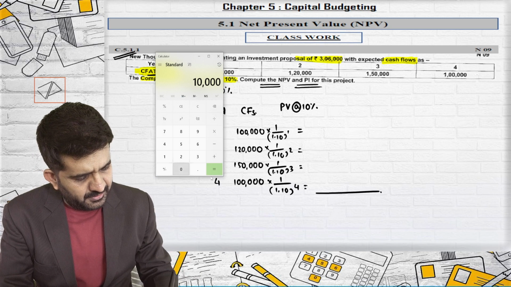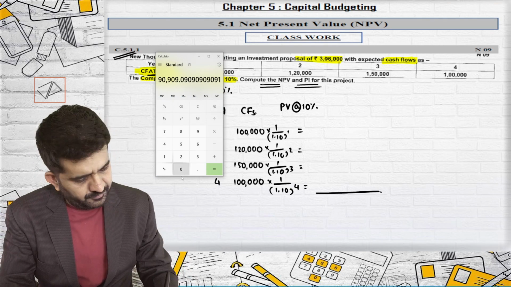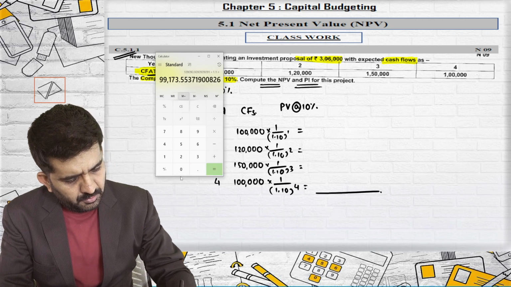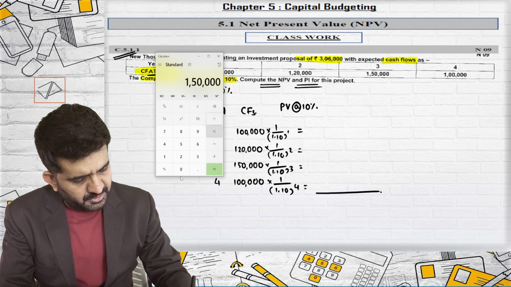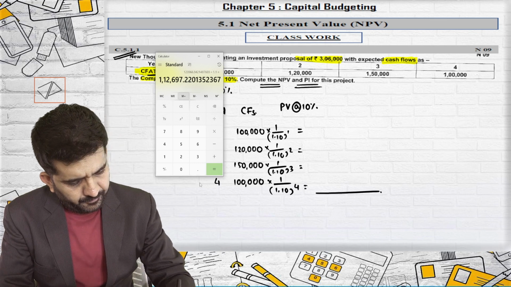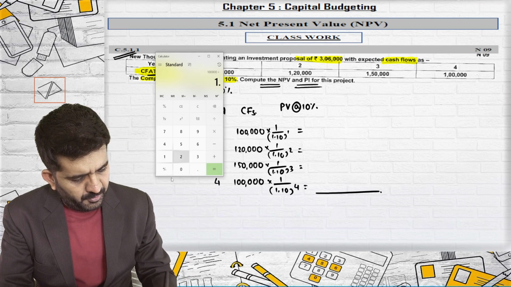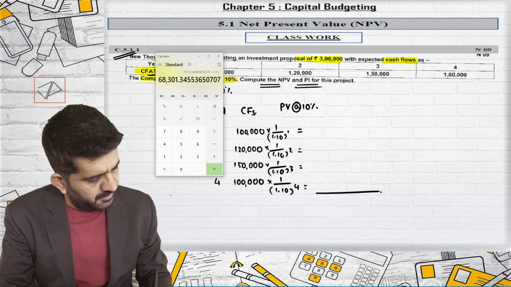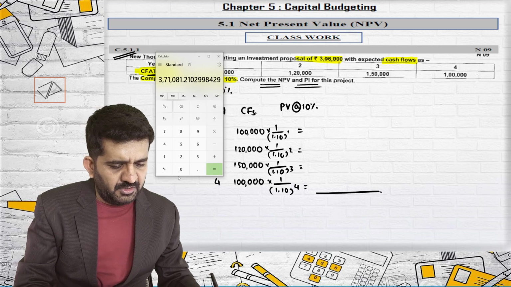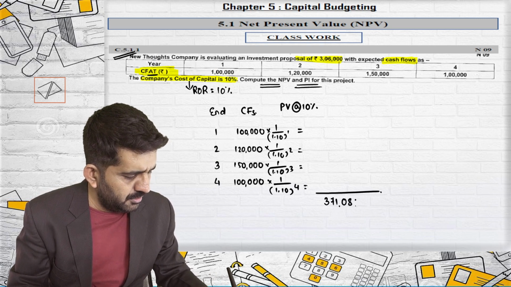It is 1 lakh divided by 1.1 is equal to m plus 1,20,000 divided by 1.1 is equal to m plus 1,50,000 divided by 1.1, 1, 2, 3 times is equal to m plus 1 lakh divided by 1.1, 1, 2, 3, 4 times is equal to m plus MRC. This is 3,71,081.